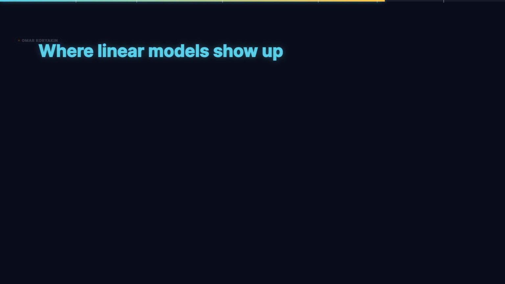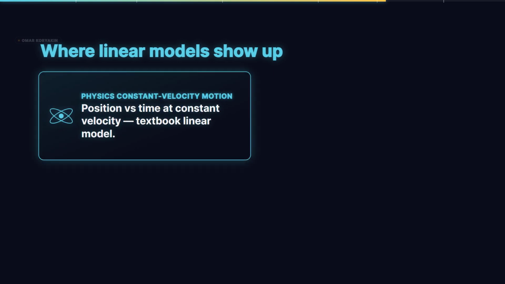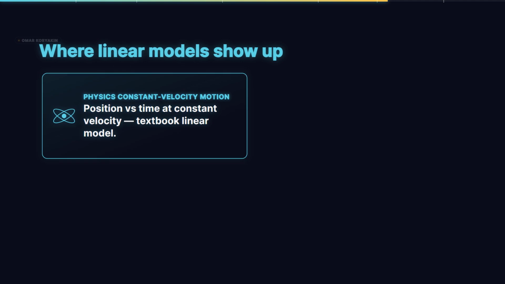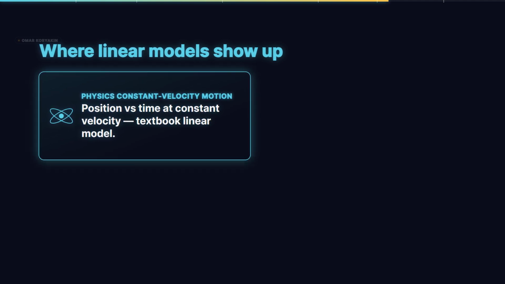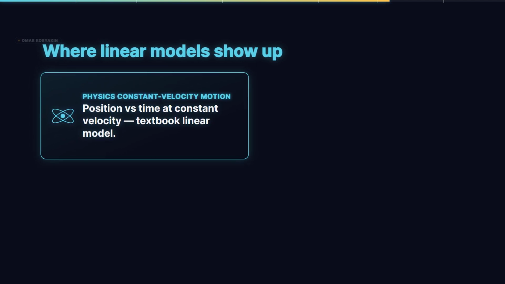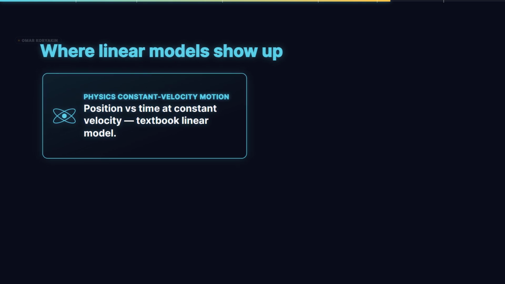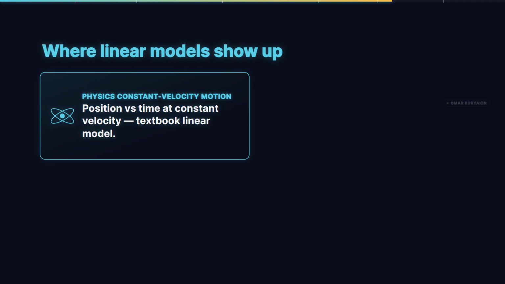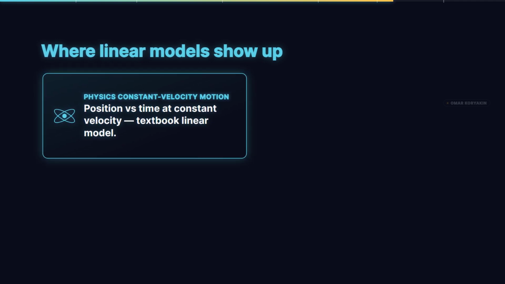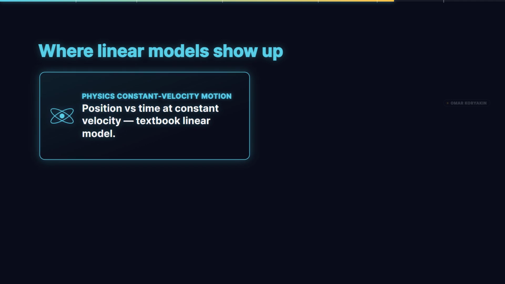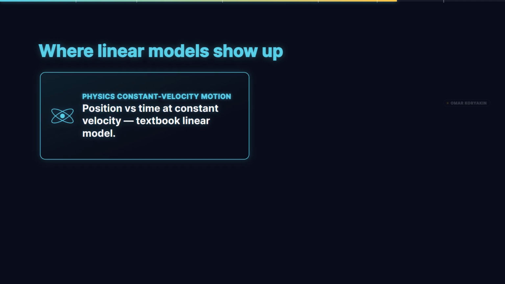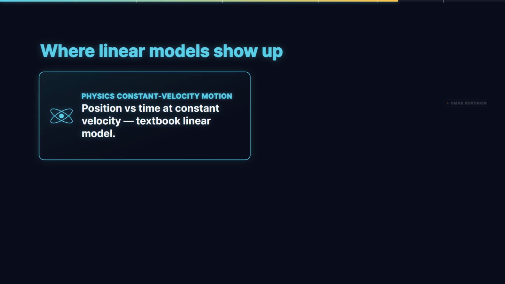Let's look at 4 broad sectors below. In physics, the position of an object moving at constant velocity is a linear function of time, with the velocity as the slope and the initial position as the intercept. The kinematic equation position equals velocity times time plus initial position is exactly the slope-intercept linear model from today. Every introductory physics textbook starts with this simplest form of motion before generalizing to varying velocity and accelerated motion in later chapters.